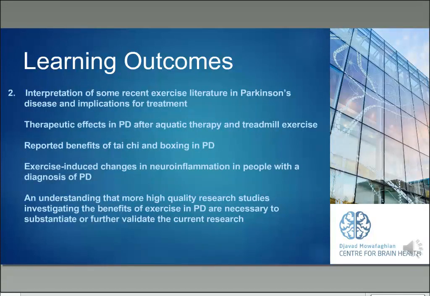Exercise has arisen as a possible treatment option, not to cure PD, but to slow the progression of the disease. Aquatic therapy, treadmill training, boxing, which are some examples of aerobic exercise, as well as Tai Chi, have shown positive impacts on motor and non-motor symptoms. Exercise has also been shown to reduce neuroinflammation in those with PD.